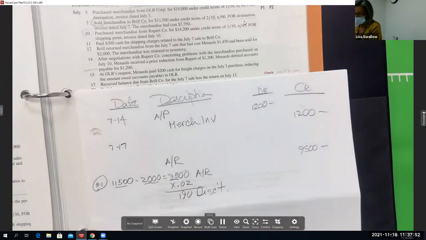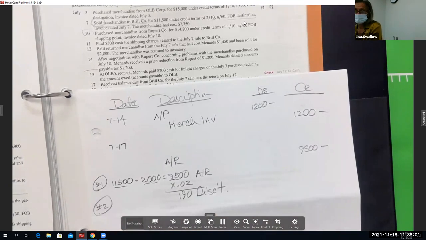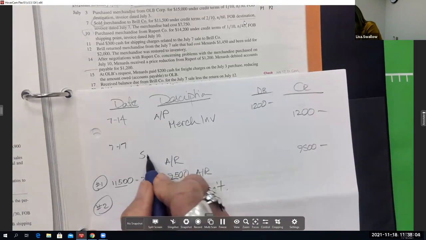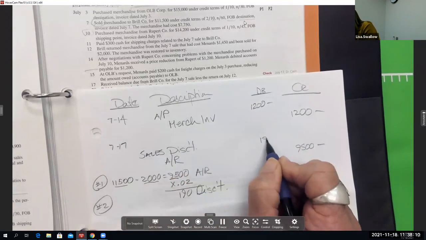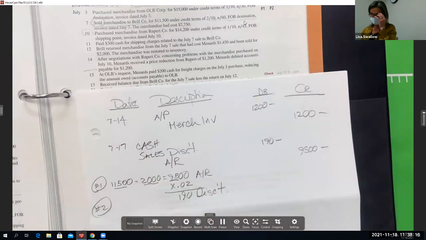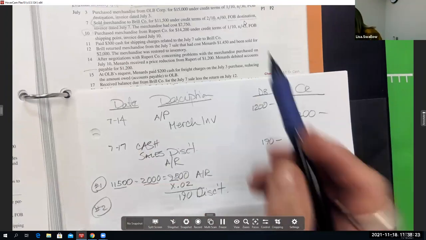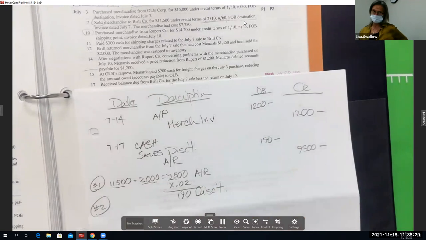Second step. I mean, you can really do it in any order, but I really think you should pull off the AR first. The second step, I think, is to figure out your discount. And maybe they didn't do it within the period, but if they did, you got to book that. And then that lets you figure out what your debit to cash is, right? And I went up here and I looked at the credit terms, 2/10 net 60. It was within the 10 days, so I do get the 2% discount.